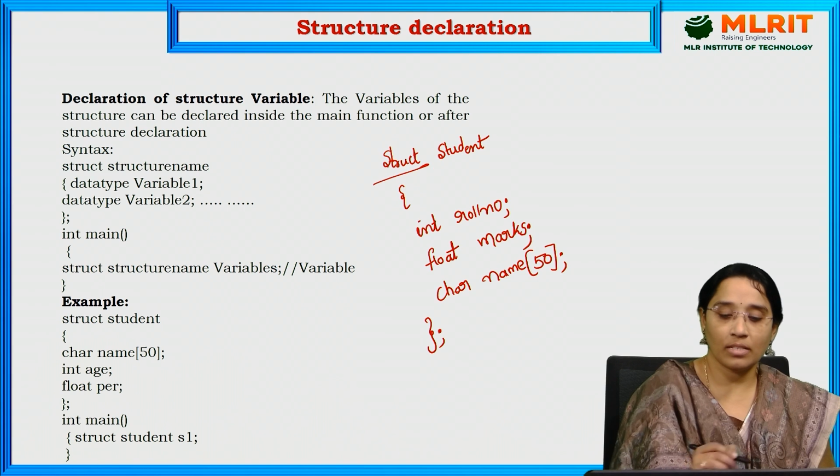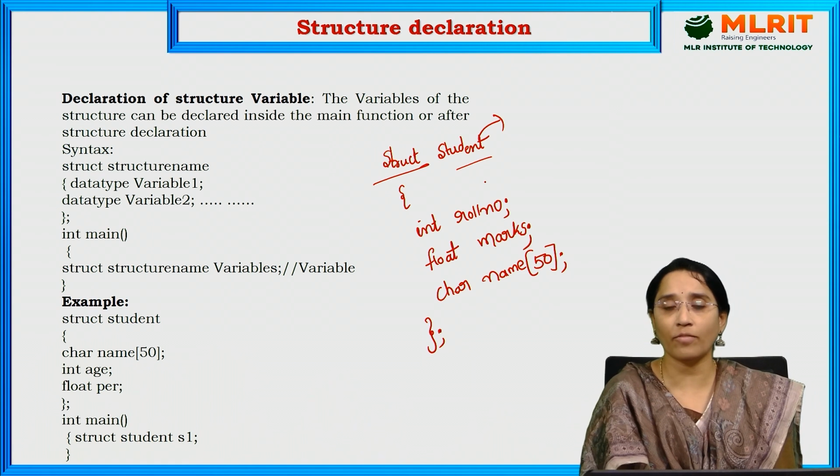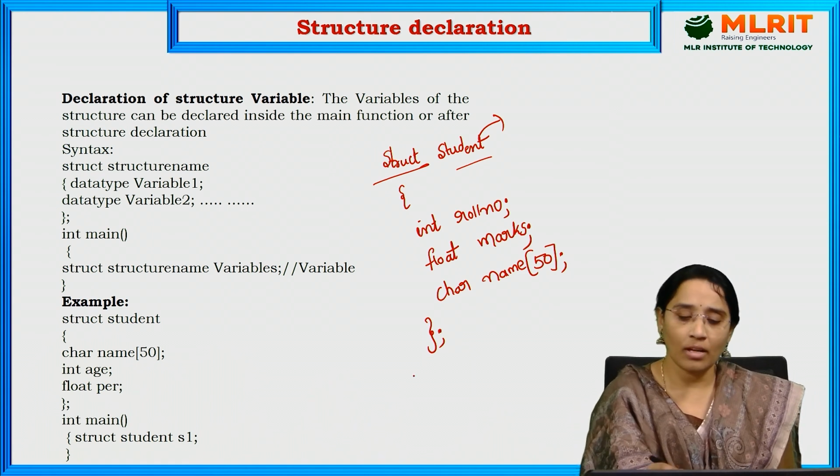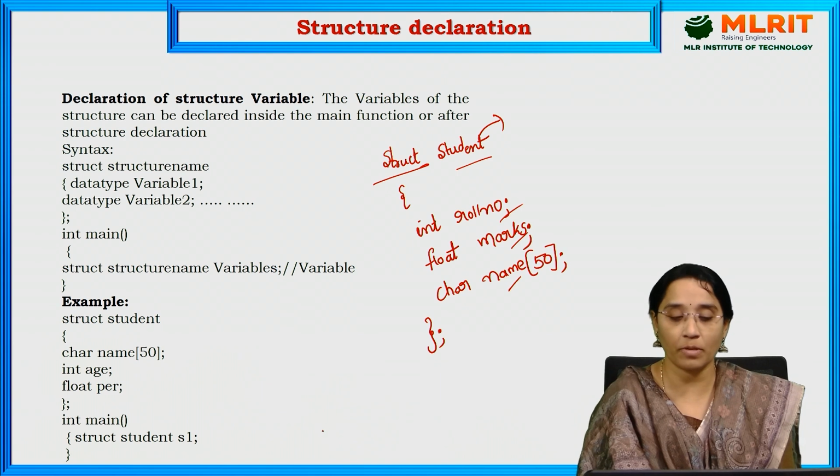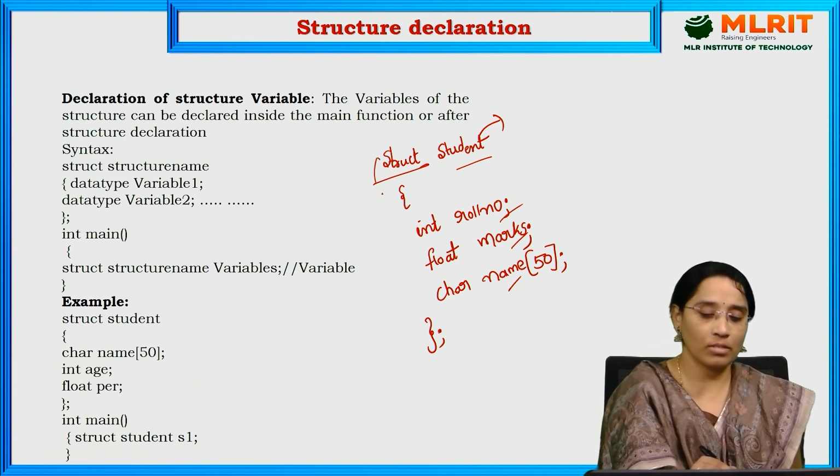So this is the keyword struct and the struct name. The structure name I have taken as student because I am storing the data of a student. So student contains his name, marks and the roll number of a particular student. I want to store this information. I can store it using this declaration.